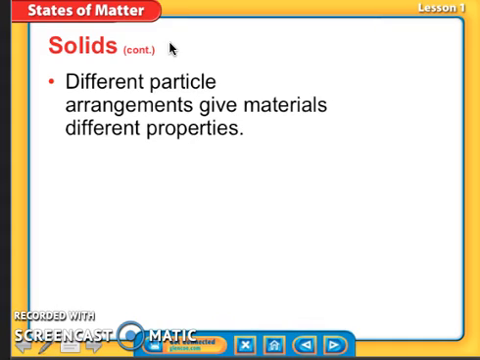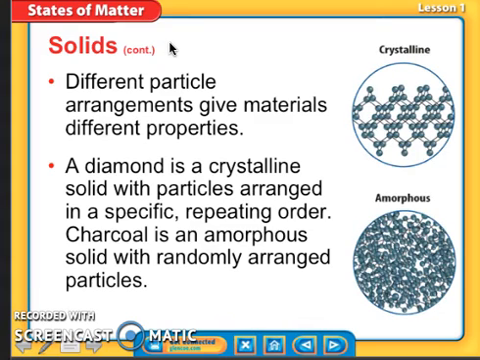Now, different particle arrangements give different materials different properties. A diamond is what we call a crystalline solid. So those particles are arranged in a very specific repeating order. That's why diamonds have that beautiful shine. Charcoal is an amorphous solid, so it has random arrangements. They're just kind of everywhere. They're still very close, very attracted to each other, compact, but they're not as neatly organized as a crystalline solid. Crystalline solids are like diamonds and rubies and things like that.